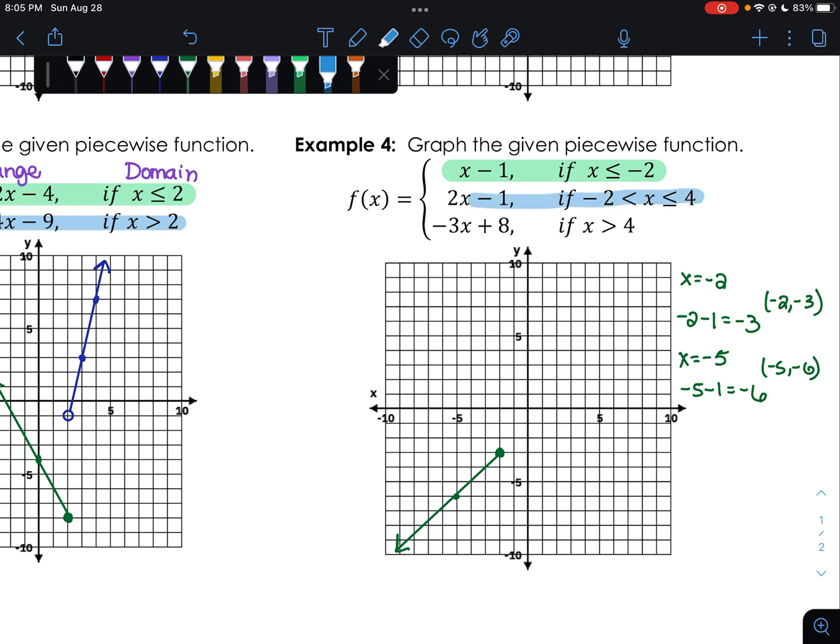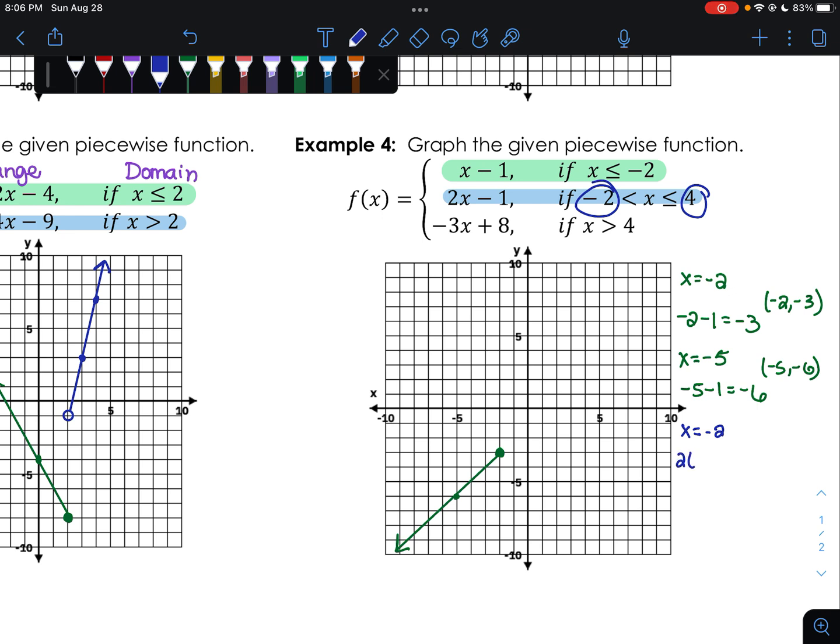Now I go to the middle piece. Okay, so for this middle piece, I'm going to plug in 2 and I'm going to plug in 4. 2 has an open circle, 4 gets a closed circle. So that's how I pick the points to use when there's 2 endpoints, or if it's a middle function like this one. So I have x equals negative 2. Again, it's going to get an open circle.